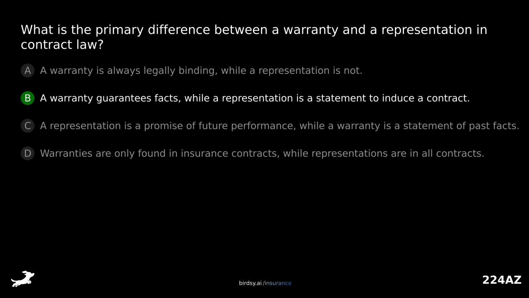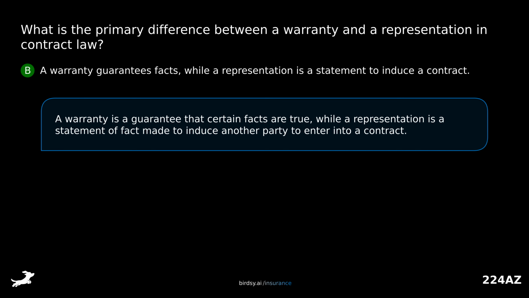The answer is B. A warranty guarantees facts, while a representation is a statement to induce a contract. A warranty is a guarantee that certain facts are true, while a representation is a statement of fact made to induce another party to enter into a contract.